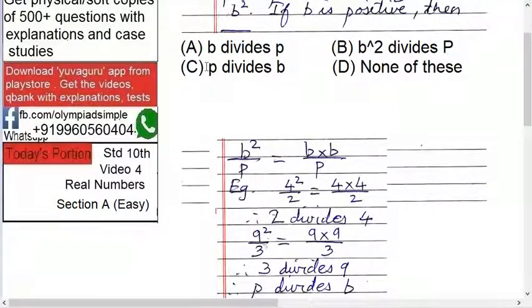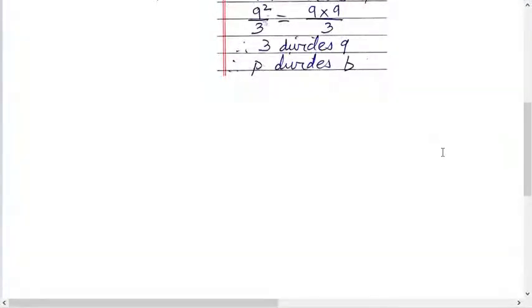So the correct answer is p divides b. The answer is C, right? p divides b. Okay.